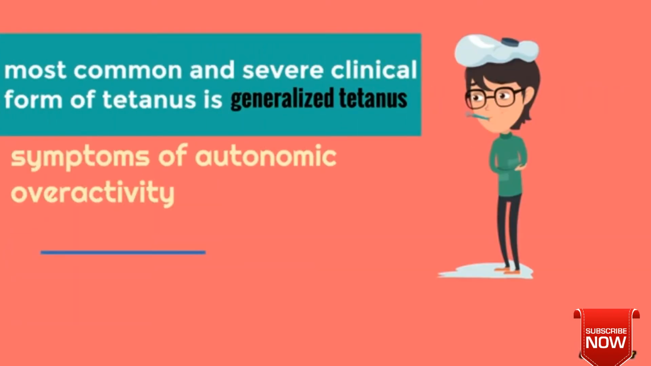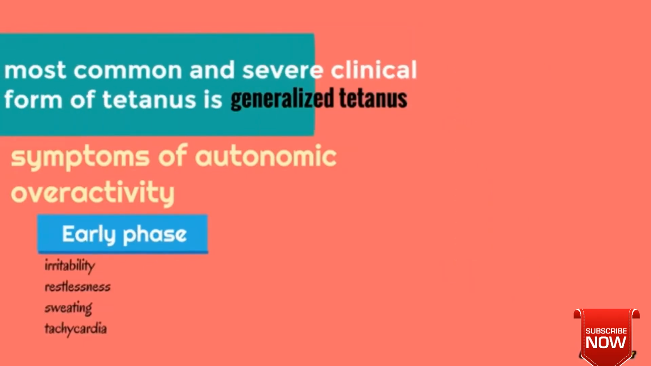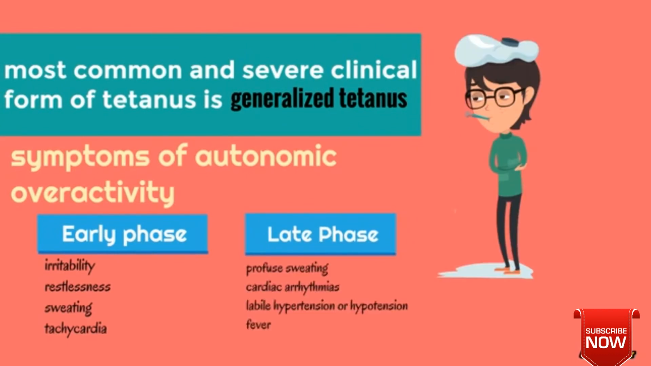Patients with generalized tetanus typically have symptoms of autonomic overactivity that may manifest in the early phases as irritability, restlessness, sweating, and tachycardia. In later phases of illness, profuse sweating, cardiac arrhythmias, labile hypertension or hypotension, and fever are often present.